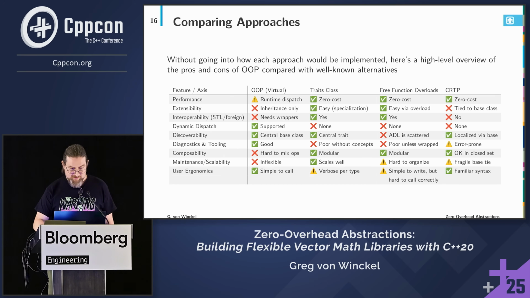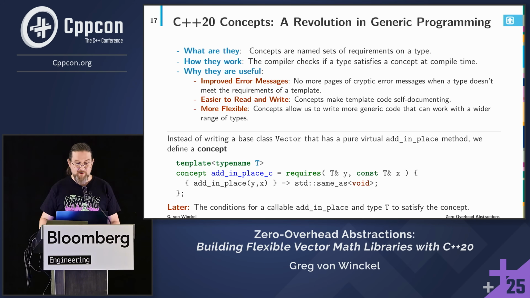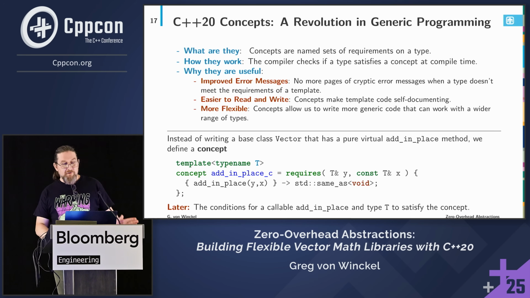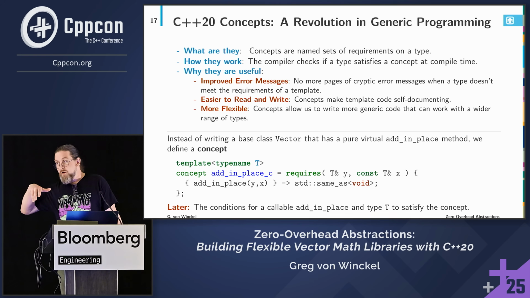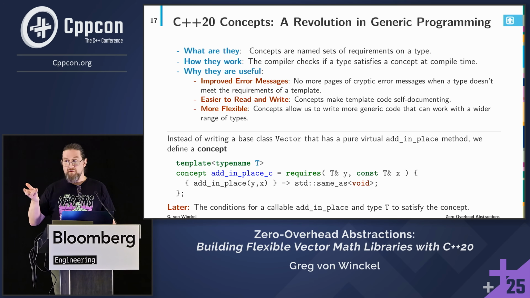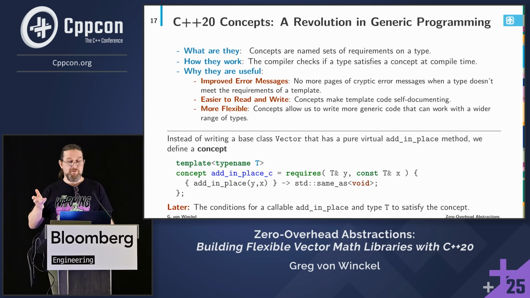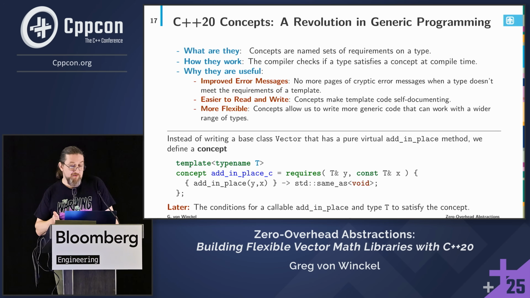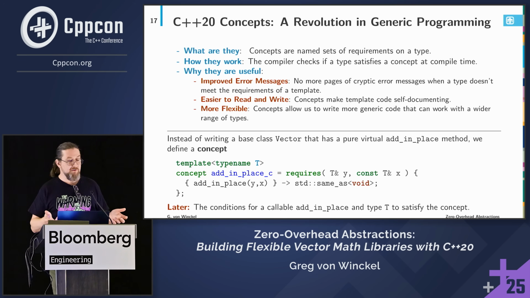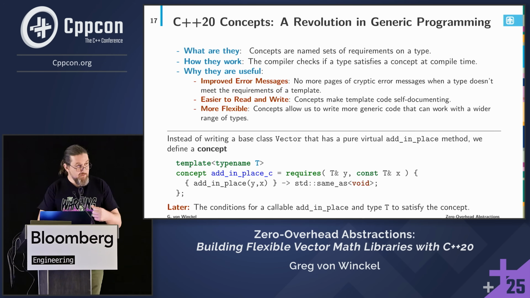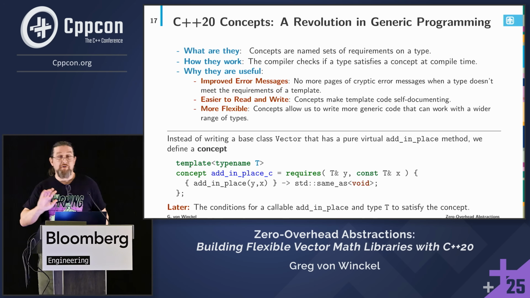We'll get into that. Okay, so we heard about concepts this morning, so I'm not going to go into too much depth, but here's the idea. For each of those pure virtual functions that we had in our base class for the vector, we're going to have a concept. And the concept is just this, that I should be able to add a vector to another vector. So given some sort of mutable reference to something and a const reference to something, there should be a signature called add in place that does something and does not return anything.